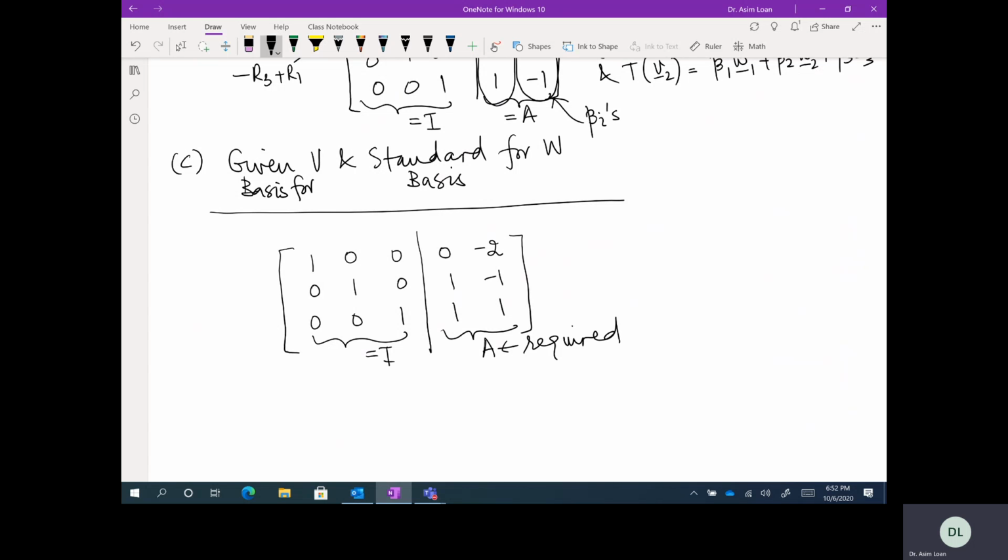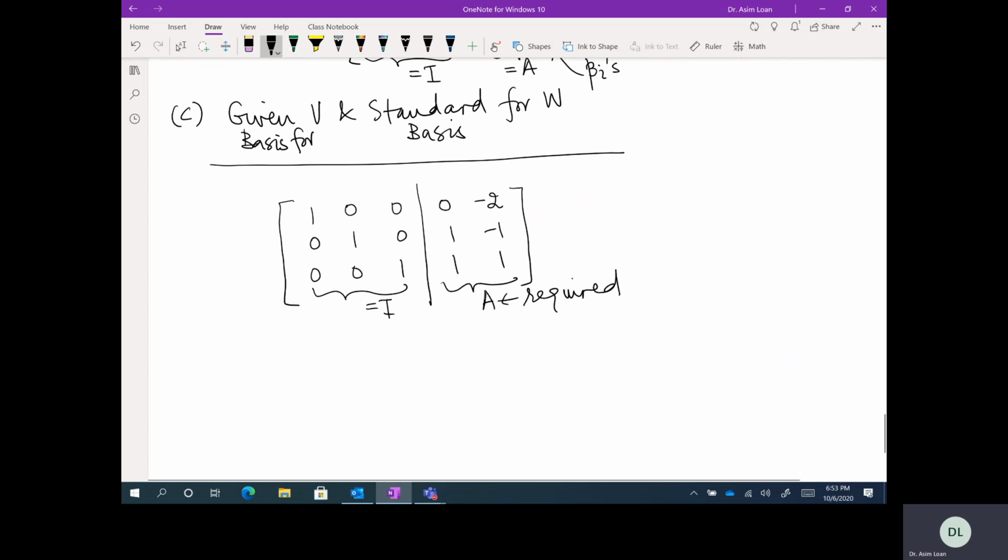So whenever you have the standard basis for W where you're transforming, T of Vi represents the matrix A.